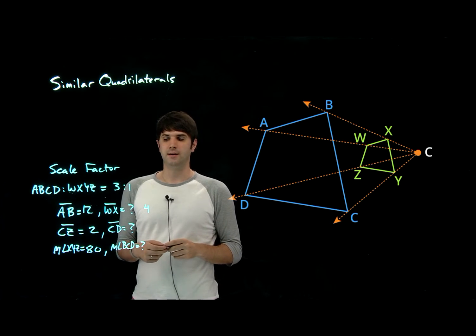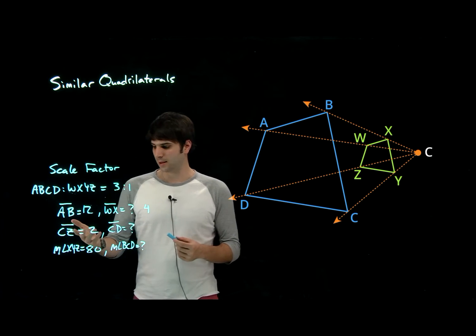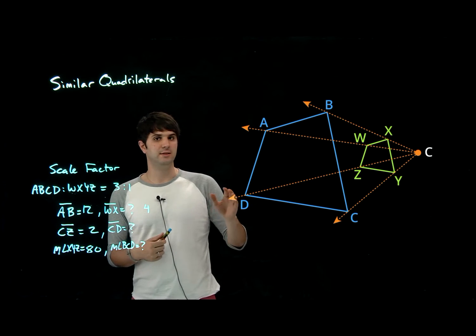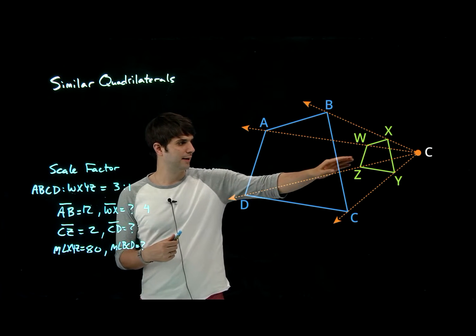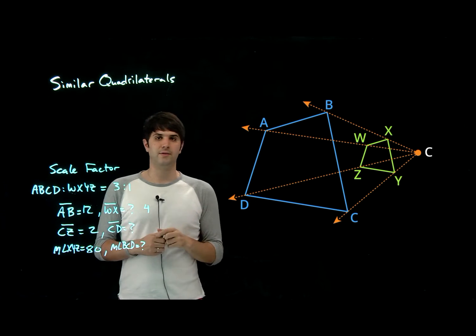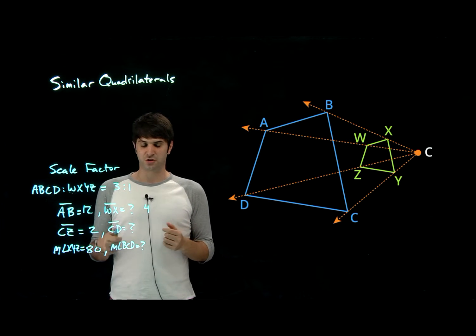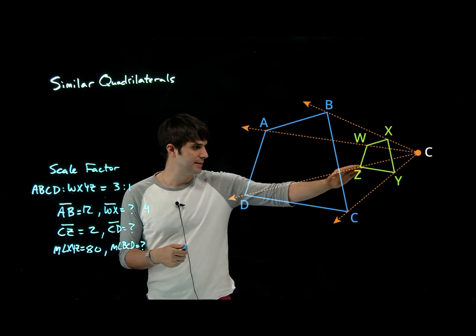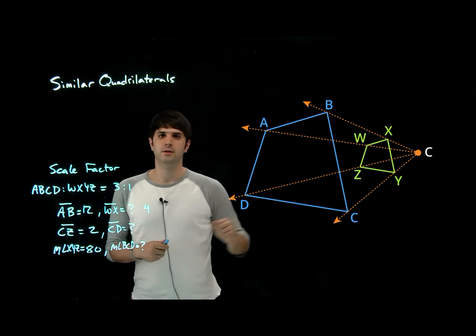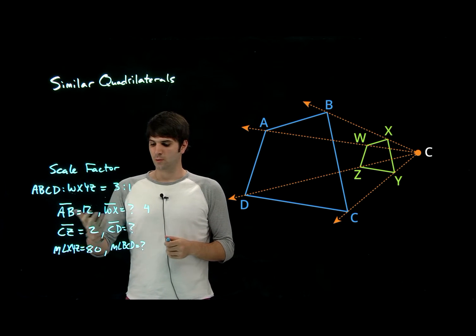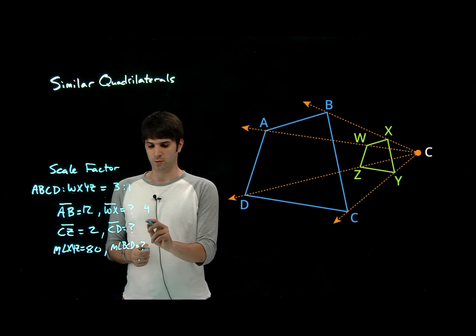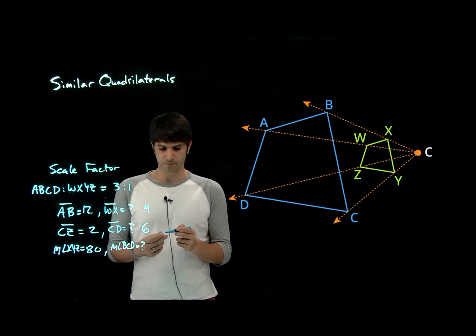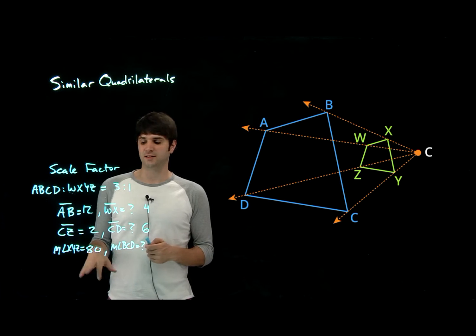Okay. Next, CZ. So CZ, we're talking about, let's see here, we have this line here, right? So that line there. CZ, if that is 2, what is CD? Okay, what is CD? All right. So if this is 2, well, we know, again, the scale factor is 3 times. So CD is going to equal 6. All right, so we've covered sides.